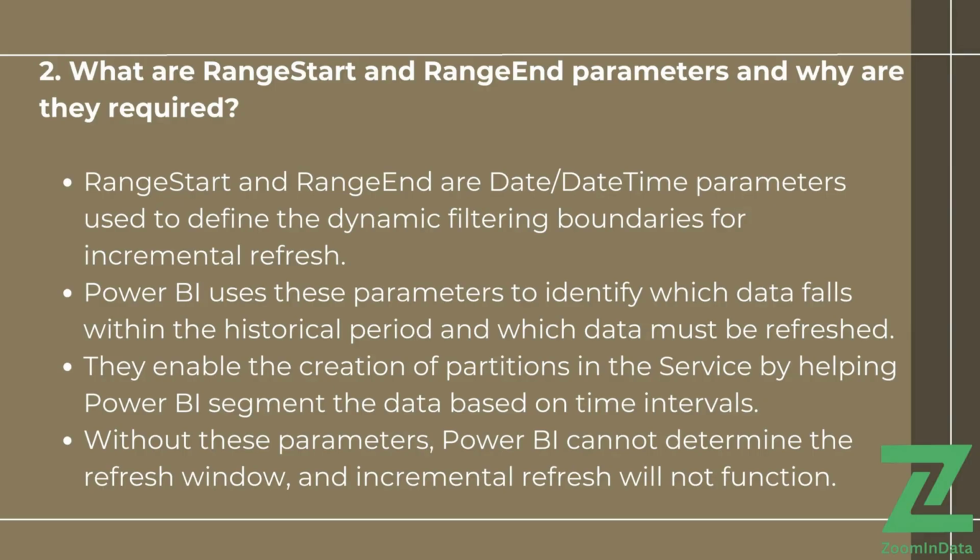Second question: what are range start and range end parameters and why are they required? Range start and range end are date or date time parameters used to define the dynamic filtering boundaries for incremental refresh. Power BI uses these parameters to identify which data falls within the historical period and which data must be refreshed. They enable the creation of partitions in the service by helping Power BI segment the data based on time intervals. Without these parameters, Power BI cannot determine the refresh window, and incremental refresh will not function.